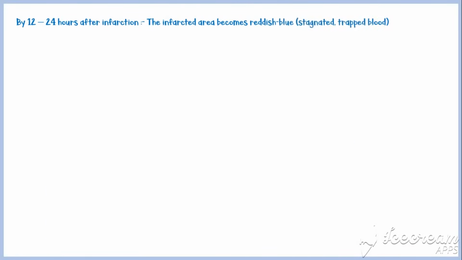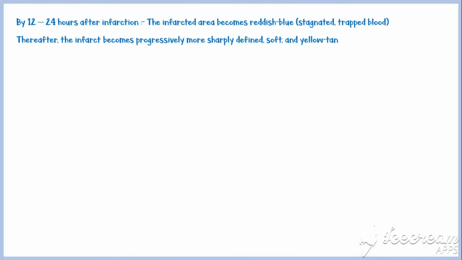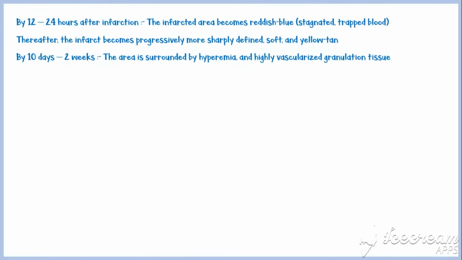By 12 to 24 hours after, the infarcted area becomes reddish-blue in color due to stagnated, trapped blood. Thereafter, the infarct becomes progressively more sharply defined, soft, and yellow-tan in color. By 10 days to 2 weeks, the area is surrounded by hyperemia and highly vascularized granulation tissue. Over the next few weeks, the injured region becomes a fibrous scar.